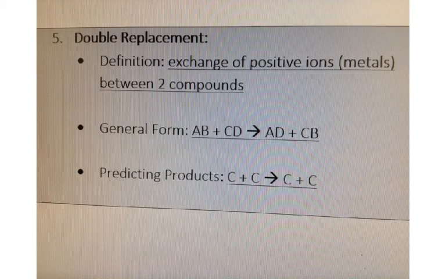All right, then the last type is a double replacement. And with a double replacement, I always consider it like wife swap, where you have one couple and another couple and the wives switch. In this case, in double replacement, what you're going to do is you're going to switch both metals. So if I look at the general form, I have an A with a C.